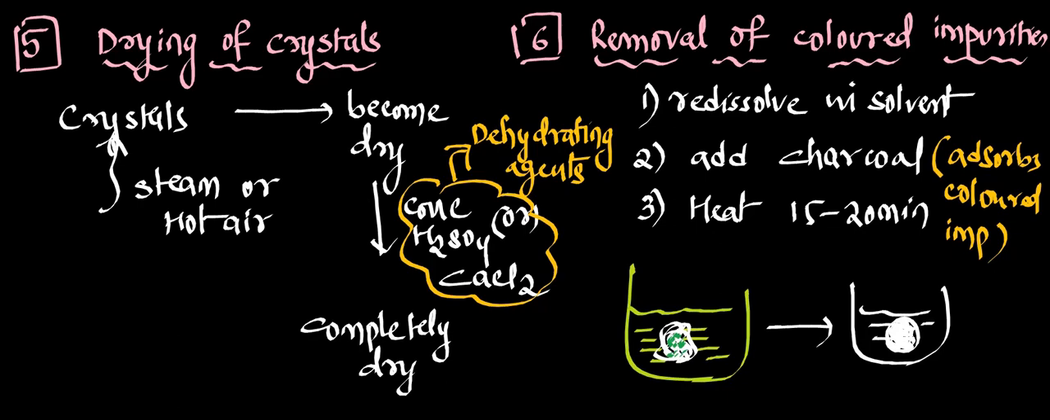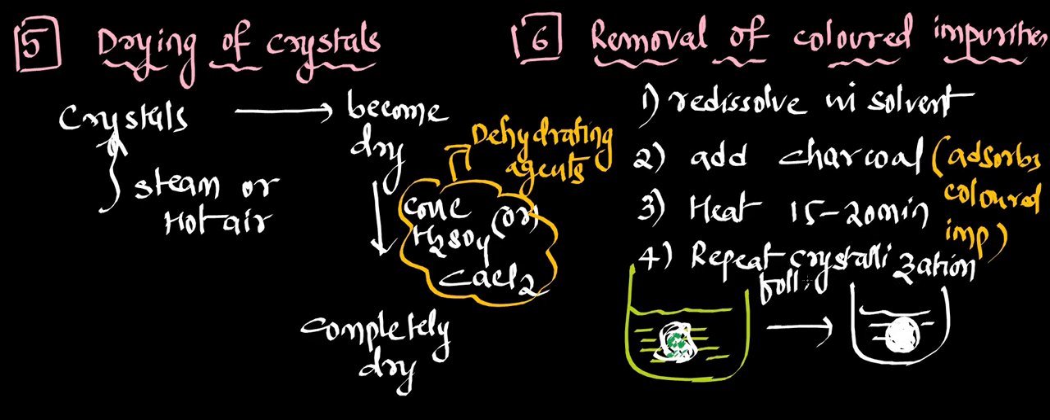Once heating is done, we have to repeat the crystallization process. We have removed the colored impurities, yet the crystal is again in the solvent. So we have to repeat the procedure: crystallization and then the drying process. Crystallization followed by drying. If there are no colored impurities, step 5 will be the last stage. If there are colored impurities, then step 6 will be the last stage.